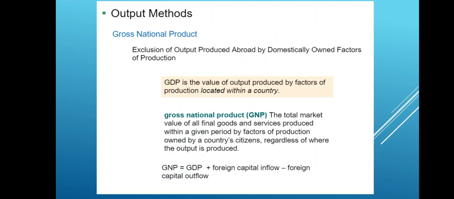Let's go into output methods in brief. Gross national product excludes output produced abroad by domestically owned factors of production. GDP is the value of output produced by the factors of production located within a country. Gross national product is the total market value of all final goods and services produced within a given period by factors of production owned by a country's citizens, regardless of where the output is produced. So GNP is the sum of GDP plus foreign capital inflow minus foreign capital outflow.